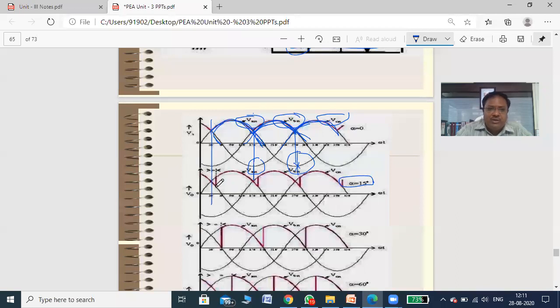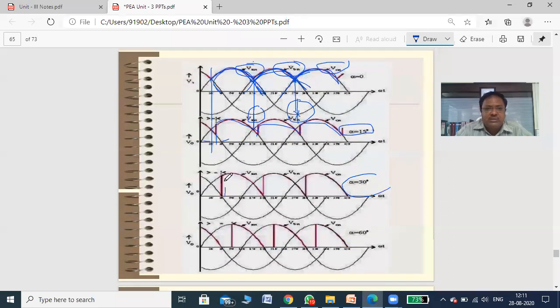And after that, if you increase alpha equal to 50, at that time you will get a waveform like this, then again like this and so on. If your alpha is 30, still the output is continuous. You can see here, the output is continuous, positive, positive, it means VA, VB and VC.